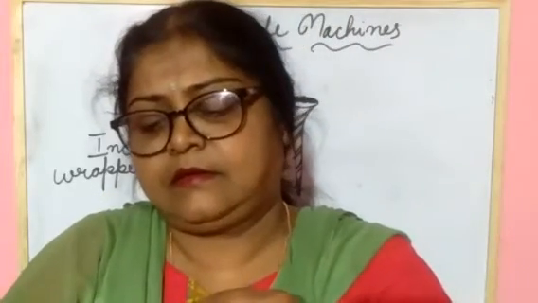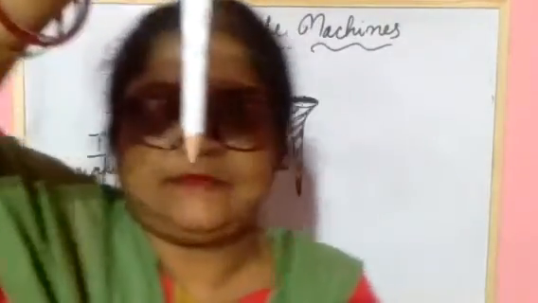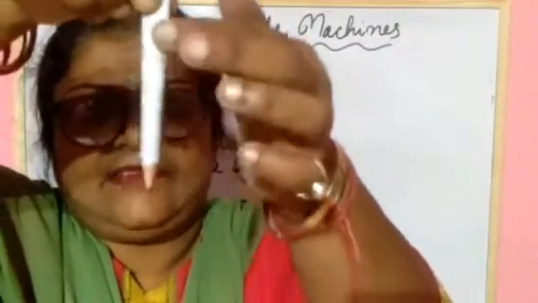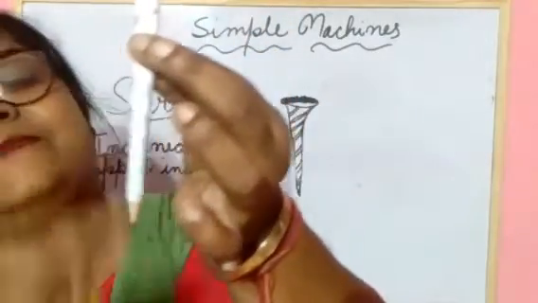Start wrapping. Wrap it. After wrapping, what are you seeing on this pencil? Something is there. One line is there like this. Yes, you are seeing a line. After wrapping this paper, the line is visible.